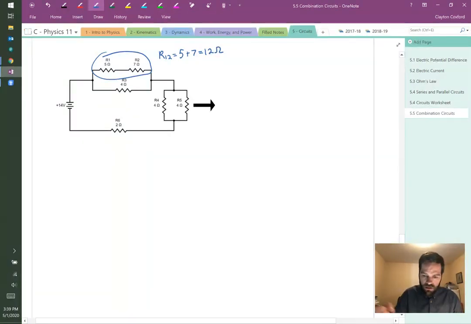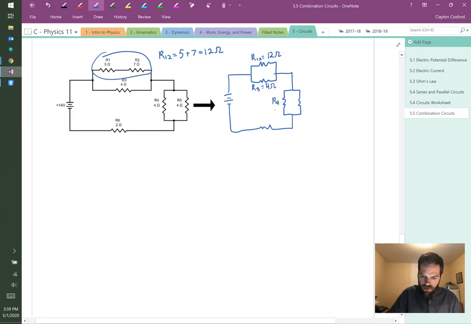Now, what that's going to look like, I'm going to draw this really quickly. That means that we have this is R12, it's 12 ohms. This is R3, it's 4 ohms. This is R4, it's 4 ohms. R5 is 4 ohms. And R6 is 2 ohms.